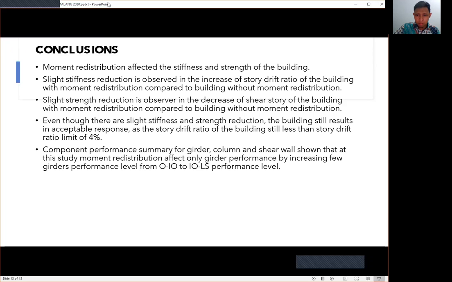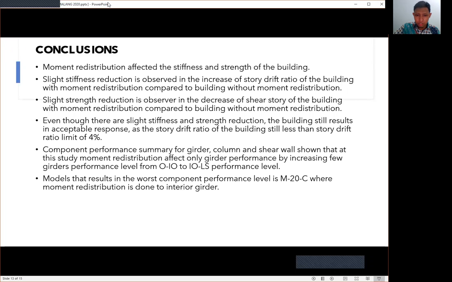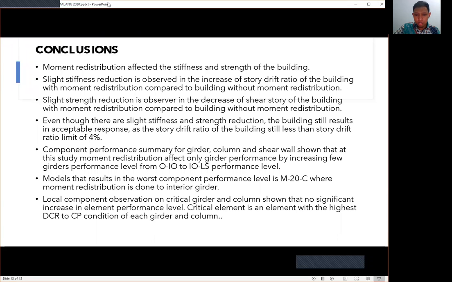The component performance summary for girder, column, and shear wall shows that in this study, moment redistribution affects only girder performance. The model that results in the worst component performance level is M20C, where moment redistribution is done to the interior girder. Local component observation on critical girder and column shows no significant increase in element performance level.